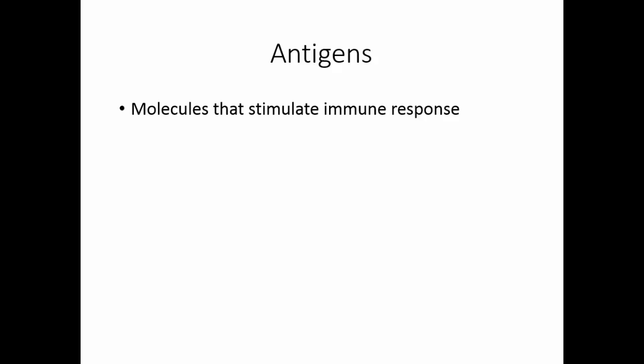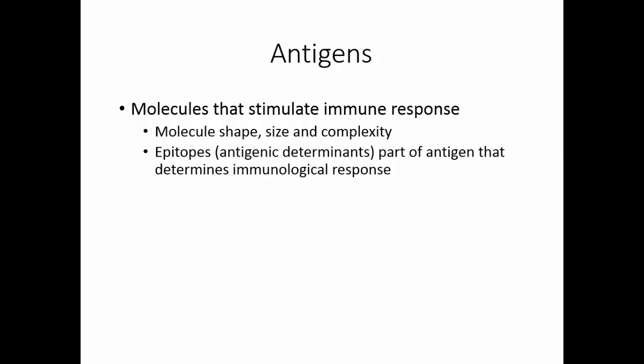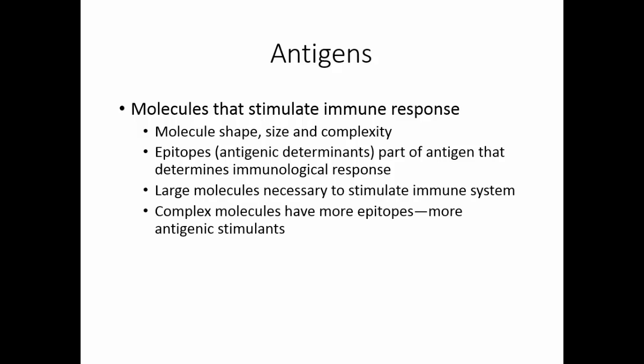Antigens are molecules that stimulate an immune response. This depends upon their molecular shape, size, and complexity. Epitopes, or the antigenic determinants, are the part of an antigen that determines the immunological response. It usually takes fairly large molecules to stimulate the immune system. Complex molecules have more epitopes on them, or more antigenic determinants. A complex molecule may stimulate several different antigenic responses.